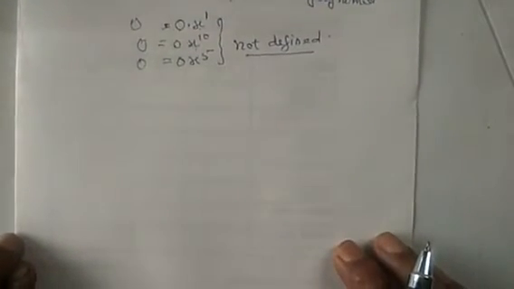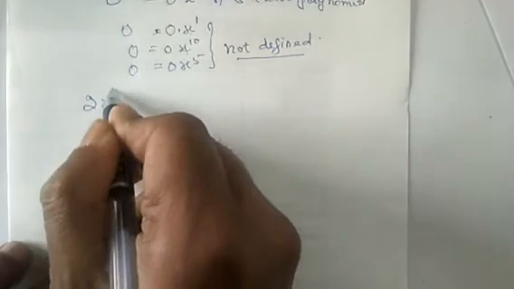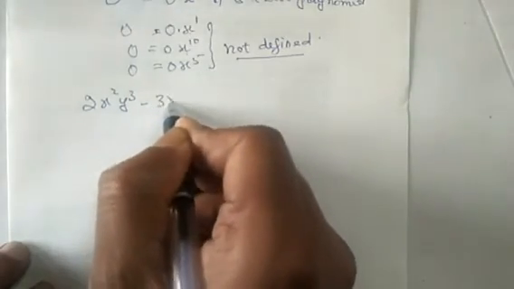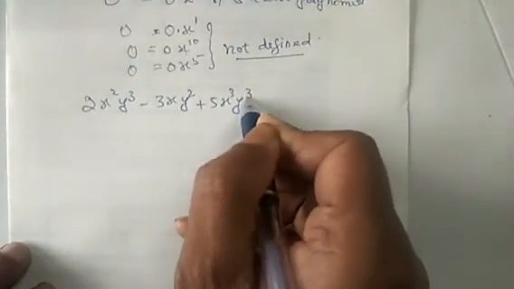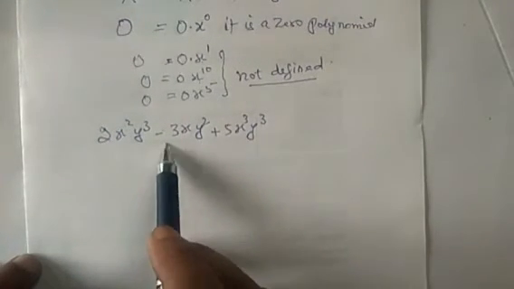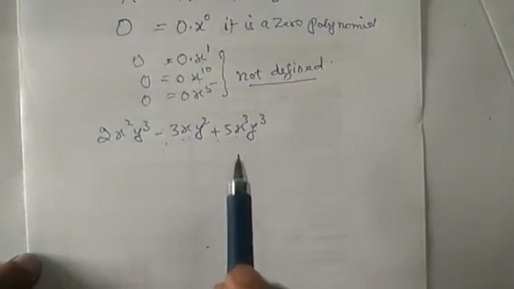One equation I'll be taking here. Suppose I take one equation. I have taken 2x square y cube minus 3x y square plus 5x cube y cube. This is an algebraic equation, 2x square y cube minus 3x y square plus 5x cube y cube. Now find the degree.